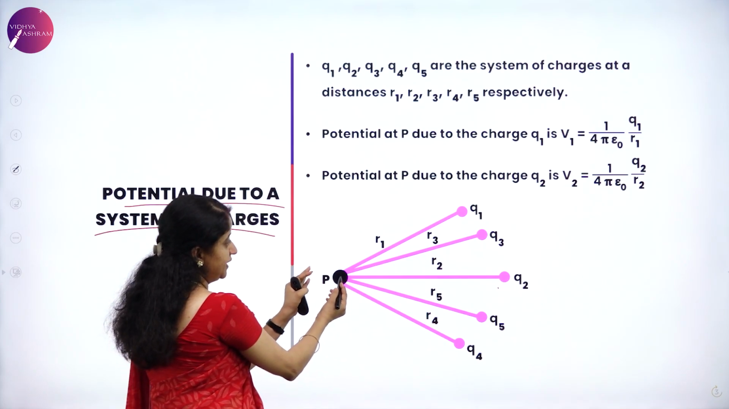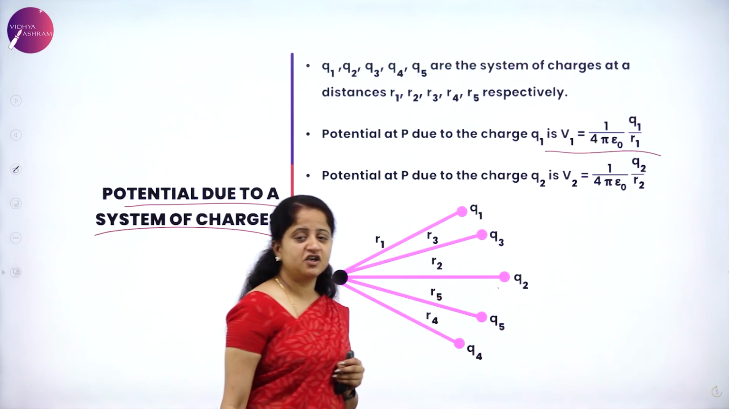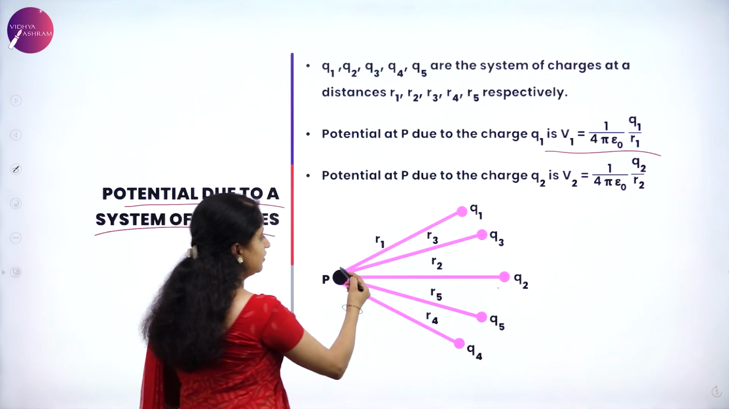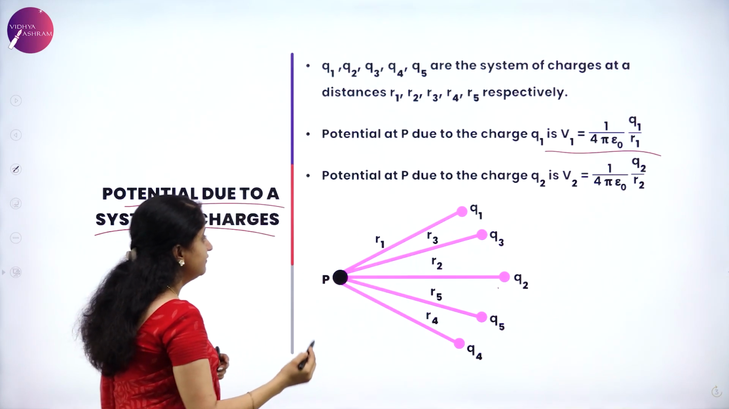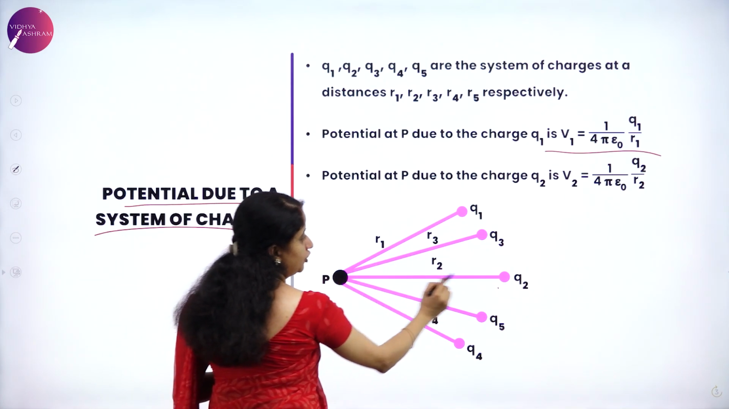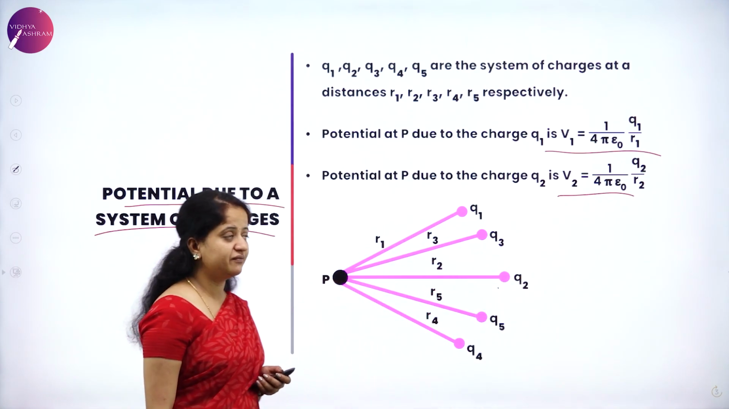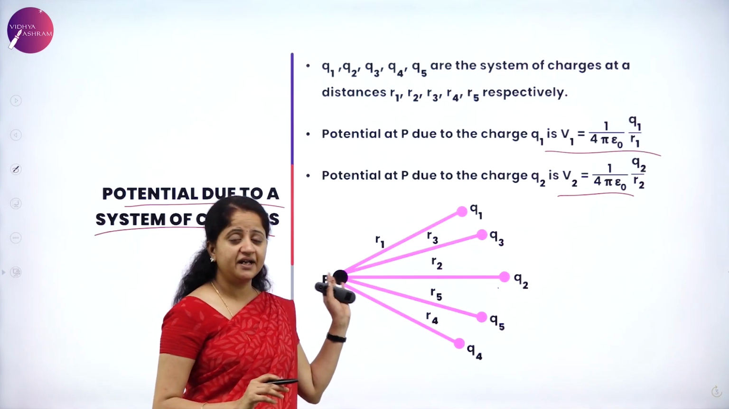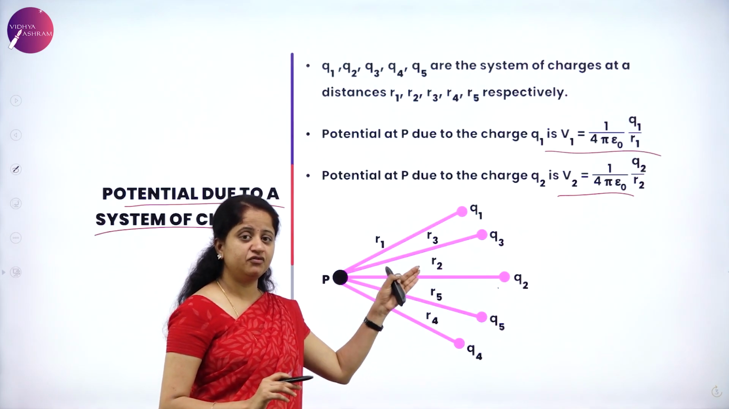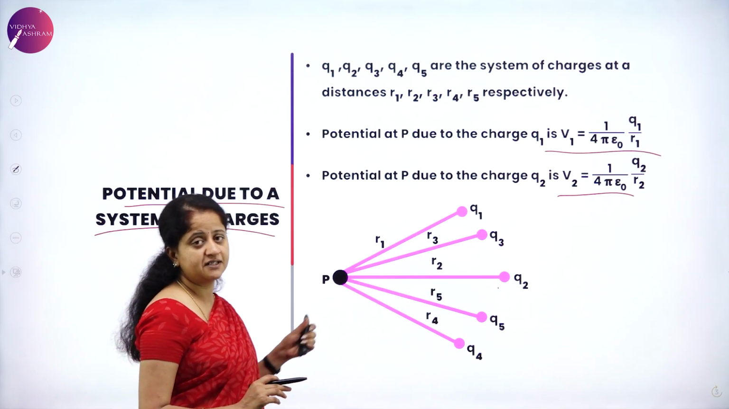Now the potential at P due to Q1 is given by V1 is equal to 1 by 4 pi epsilon naught Q1 divided by R1, because R1 is the distance between point P and Q1. Similarly, we get potential at P due to Q2, which is V2 equals 1 by 4 pi epsilon naught Q2 divided by R2. Similarly, we can write the expression for V3, V4, V5 by considering Q3, Q4 and Q5 respectively.